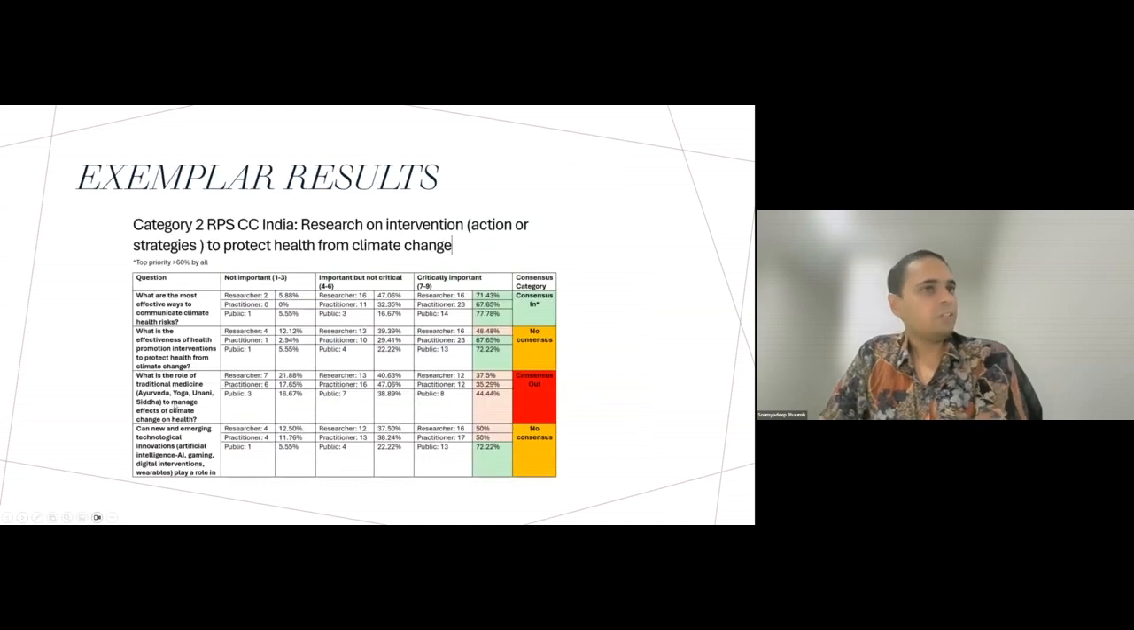Just to give an example of how this actually worked. You can see all of them rated this critically important, so they are consensus in. This one narrowly missed the mark, whereas this one was consensus out. Similarly, this was also no consensus. So this is how the thing worked.